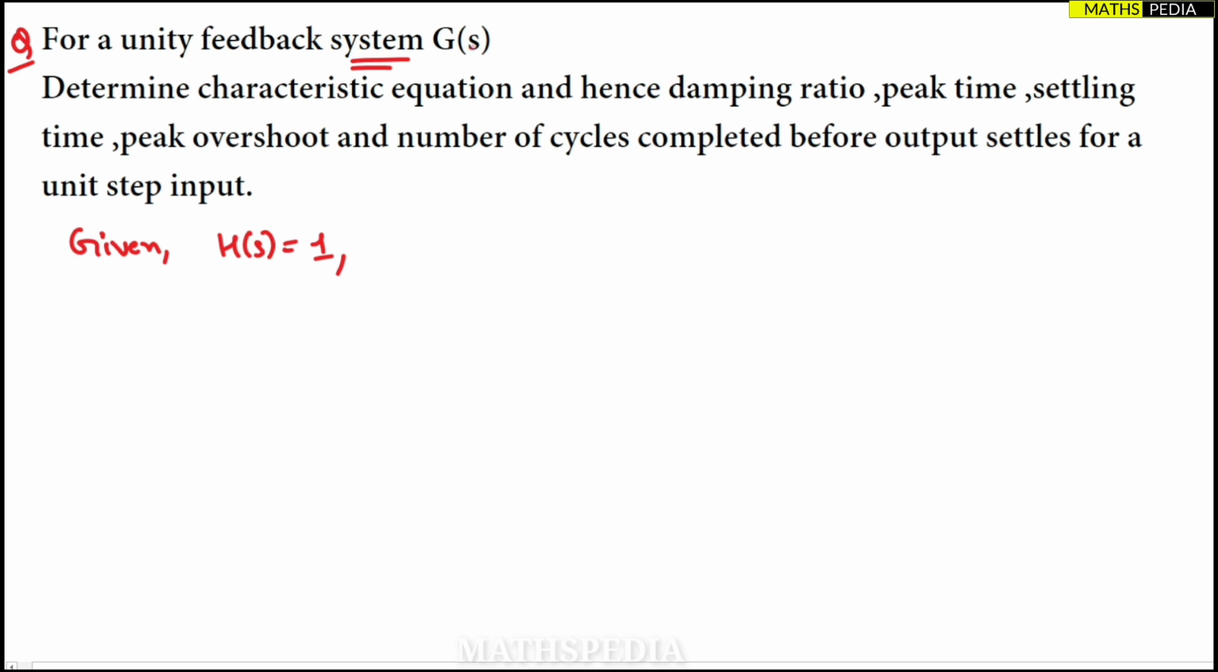Simple. Next, G(s) value they have given as 36. I'll just write it over here. 36 by s into (s plus 0.72). Okay, so this is the given G(s) value.